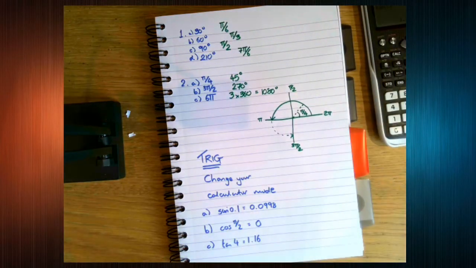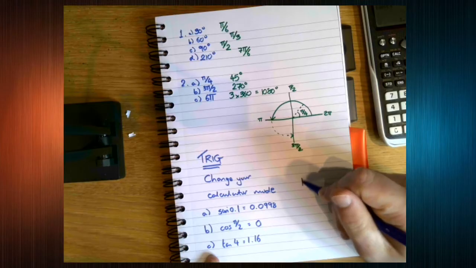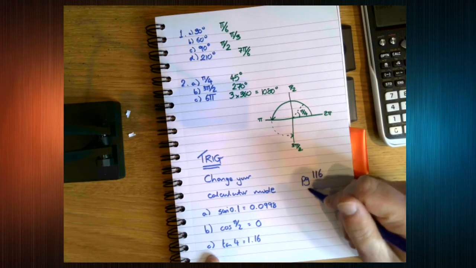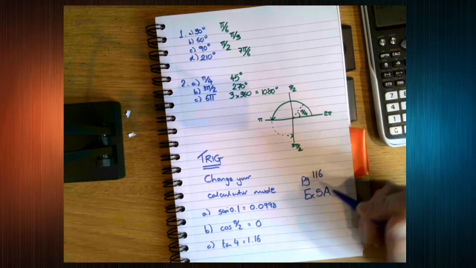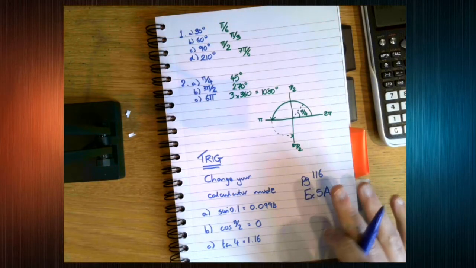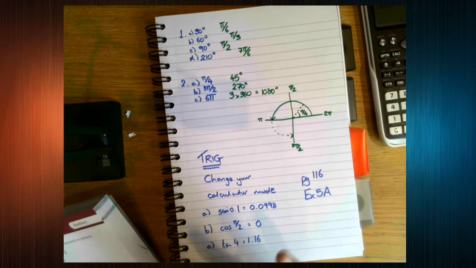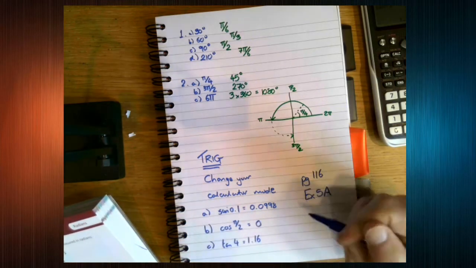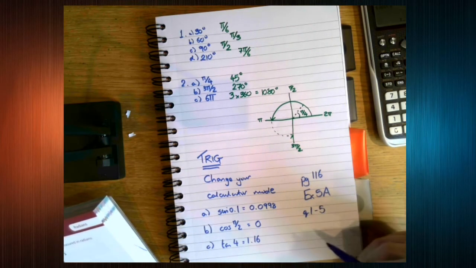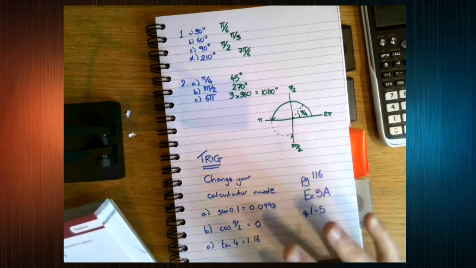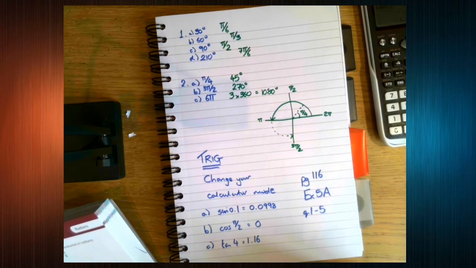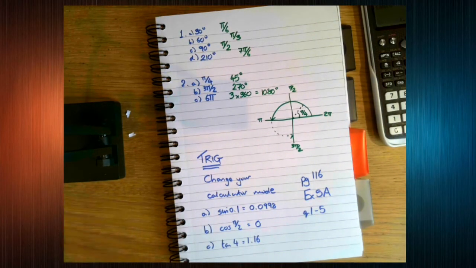So, what I would like you to do is page 116, exercise 5A. This is just a case of practicing what we've done here, just getting used to using radians as a unit. Don't do the whole exercise, just do questions 1 to 5. Okay, this should not take long at all. Once you've done that, come back to the video and we'll look at, very briefly, exact trig ratios.